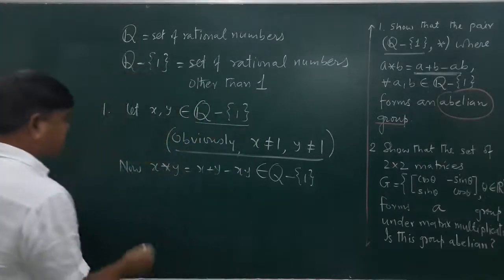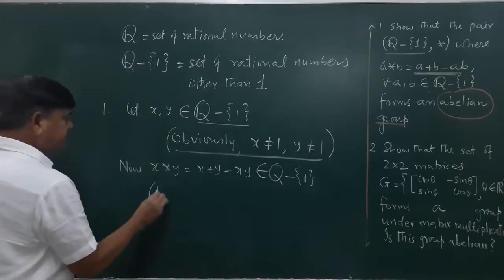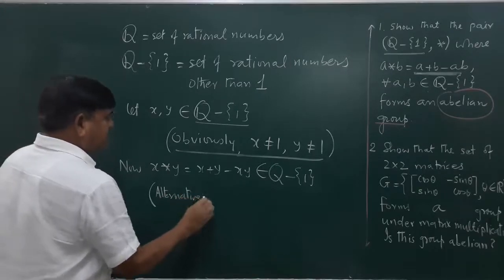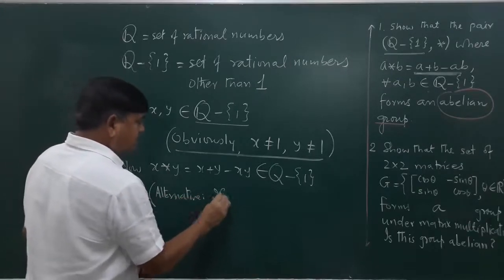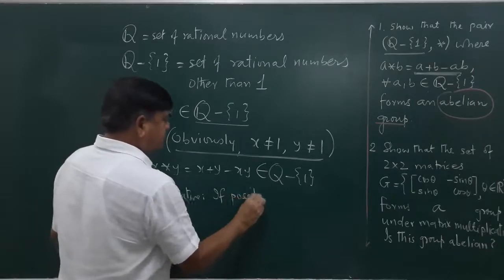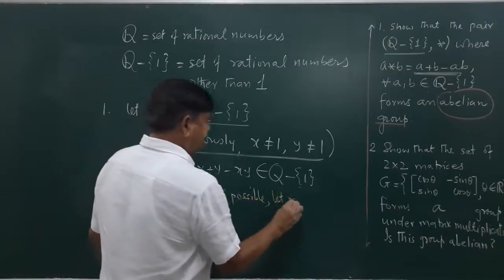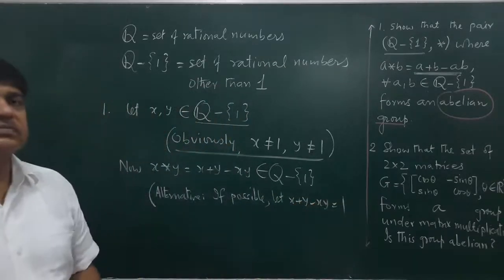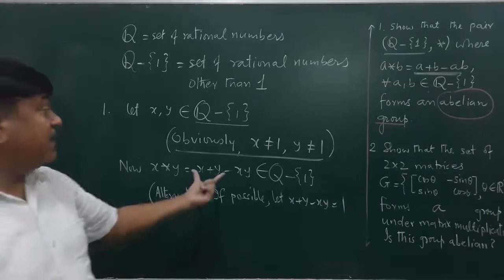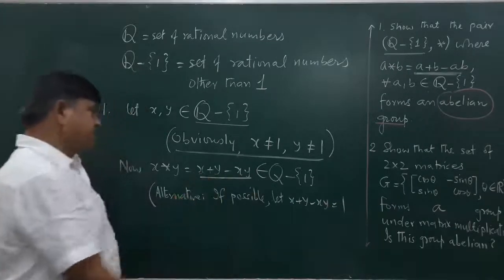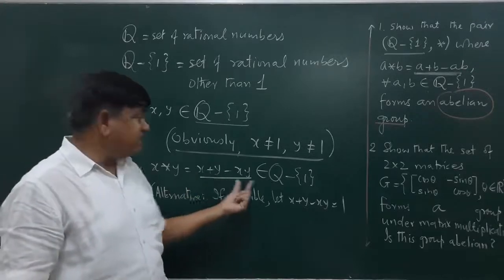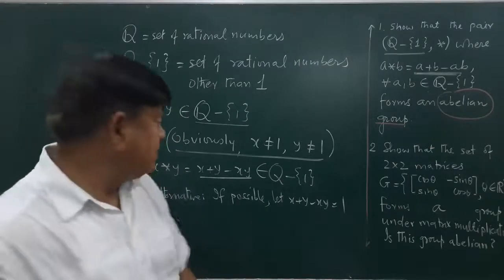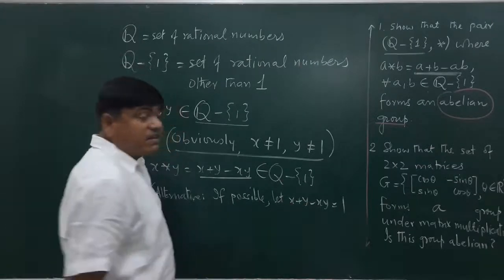Alternative. If possible, let's suppose it is 1. I have written here that this is equal to this and this is a member of this set, but is it really so or not? If possible, let x plus y minus xy equal 1.